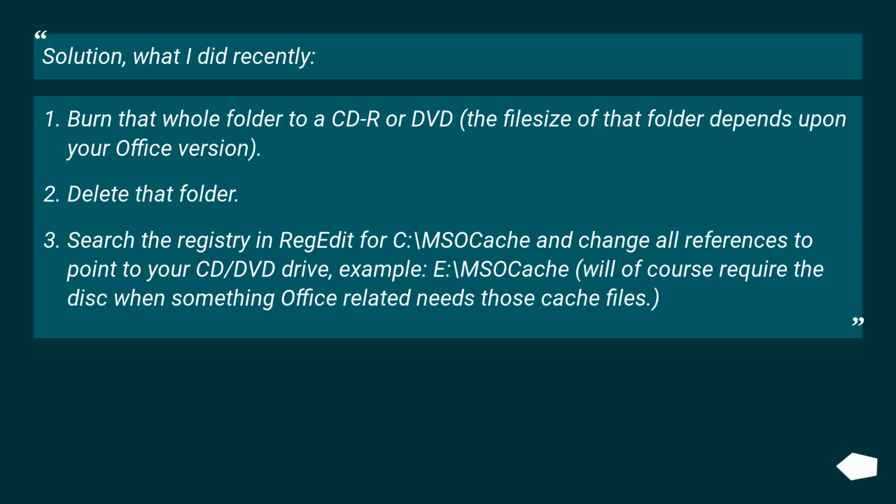Solution: what I did recently. Burn that whole folder to a CDR or DVD. The file size of that folder depends upon your Office version. Delete that folder. Search the registry in regedit for C:\MSOCache and change all references to point to your CD/DVD drive. Example, E:\MSOCache will of course require the disk when something Office related needs those cache files.